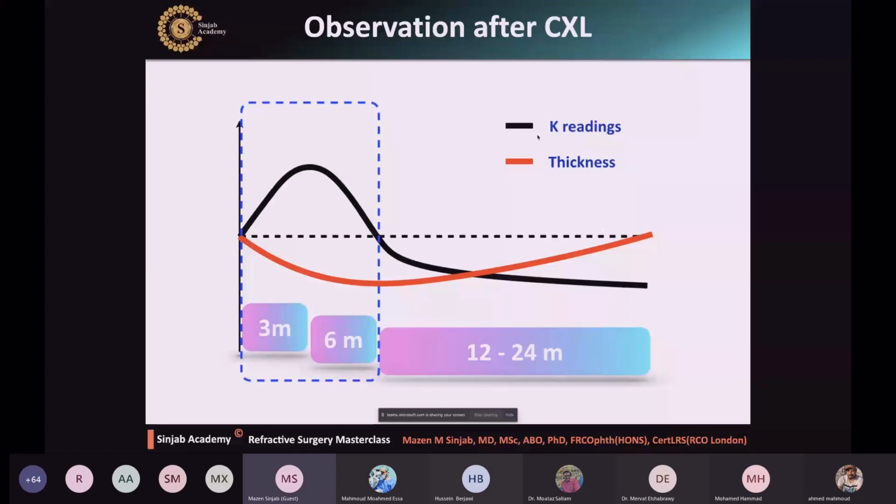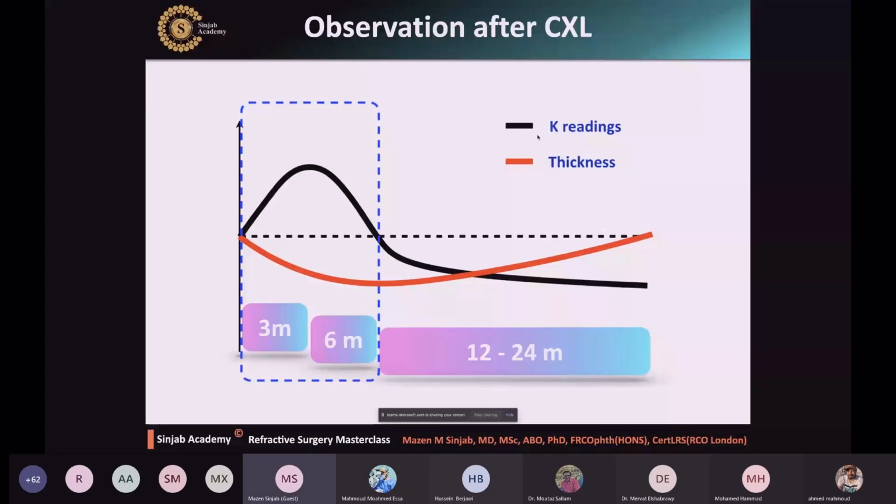So do not judge if there is failure or not in the cross-linking during the first 6 months. In order to start monitoring the cornea, you have to start after 6 months. So you do the cross-linking, you wait 6 months, then you do the three captures, and then you start monitoring the eye. Okay, so during the first 6 months, you cannot say there is a failure of cross-linking, because the cross-linking will cause steepening and will cause thinning, the same 2 criteria of progression.